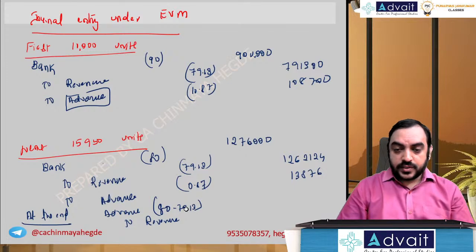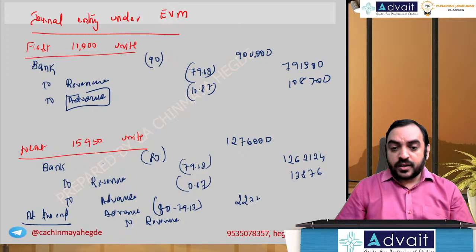80 rupees minus 79.13, 0.87 into 25,950, 22,577, I think. 576. Okay, so 22,576 is going to be transferred to revenue.